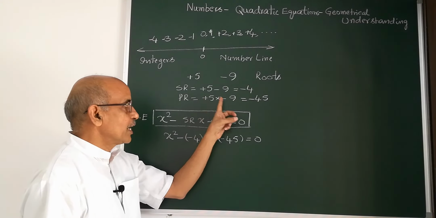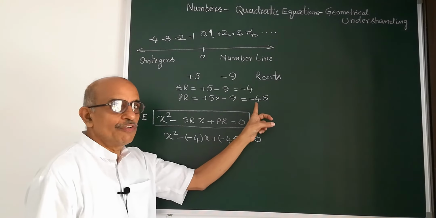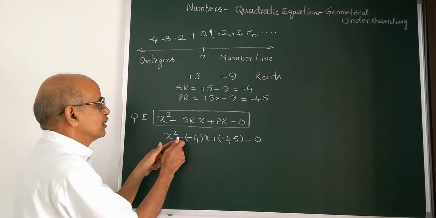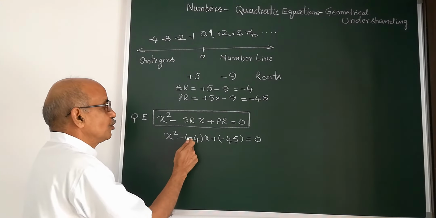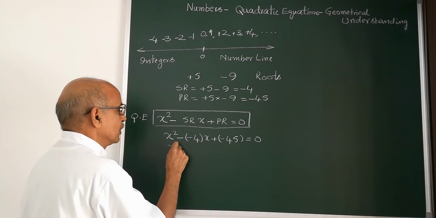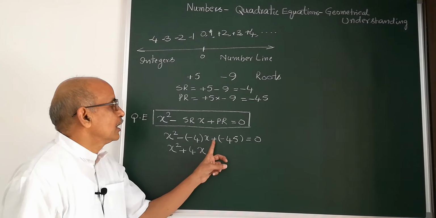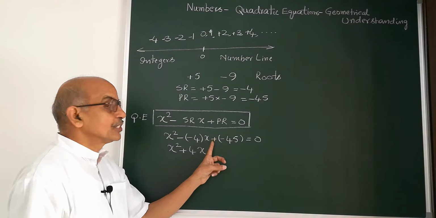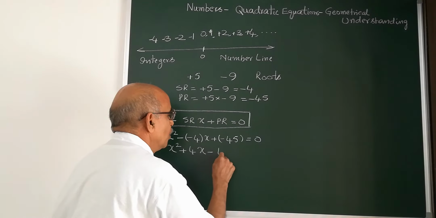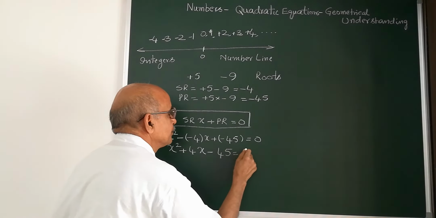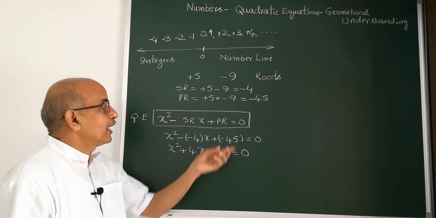Now here I have told, when you are taking the product of integers, if the two signs are different, the product is negative. If they are the same, the product will be positive. Here you see, this is minus and minus, both are the same, so the product of these two will be plus. So this will become x square plus 4x. But here, plus and minus, the signs are different, opposite. Hence the product will become minus 45. This is the quadratic equation, and the answer we already know.